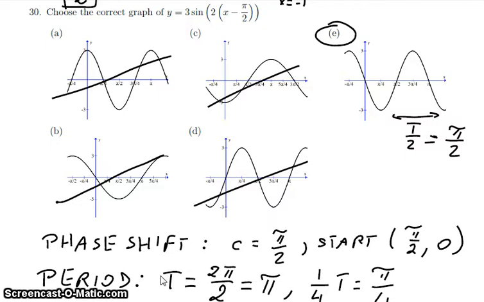Now, the period over here is 2 pi divided by this 2. 2 pi divided by 2, which is pi. Which means that a quarter of the period is pi over 4, and half of the period is going to be pi over 2. So of these three graphs, only the graph of E has half a period equal to pi over 2, or the entire period equal to pi.